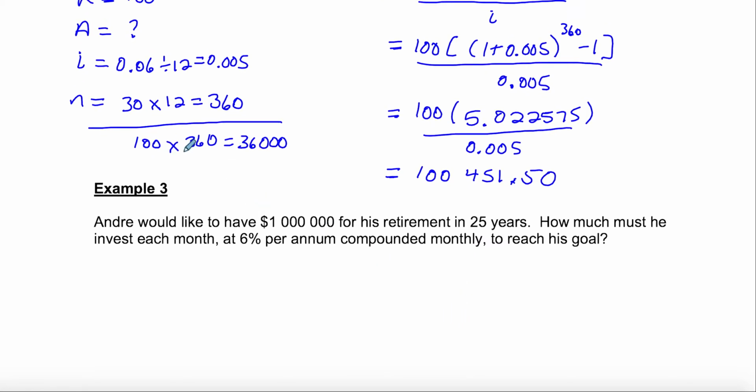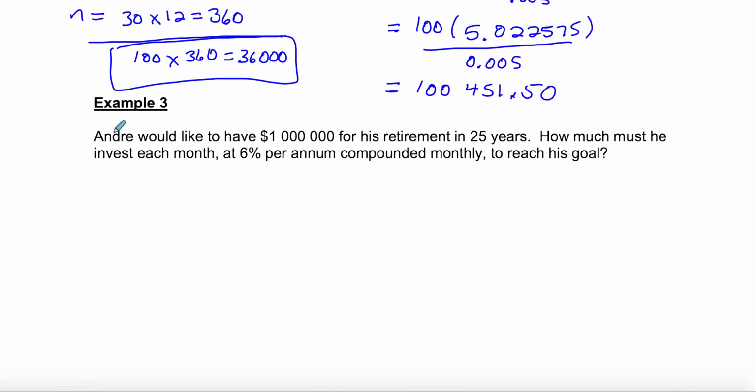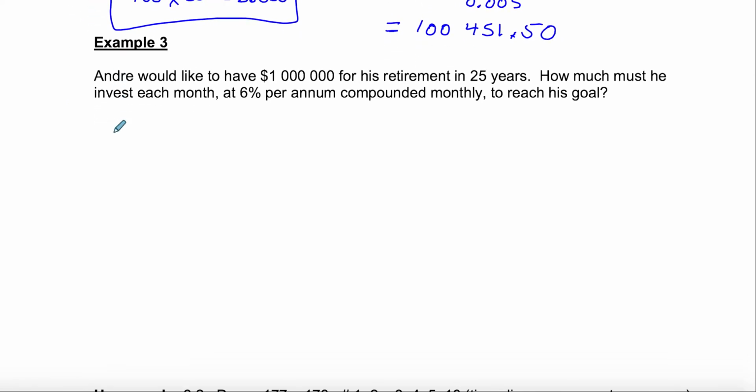Example 3, so that you don't have to do this. This is just because I think that's interesting for you to see. Example 3: Andre would like to have $1 million for his retirement in 25 years. So this sounds more like a present value kind of thing. He wants to have $1 million later on. How much must he invest each month now at 6% compounded monthly to reach his goal?